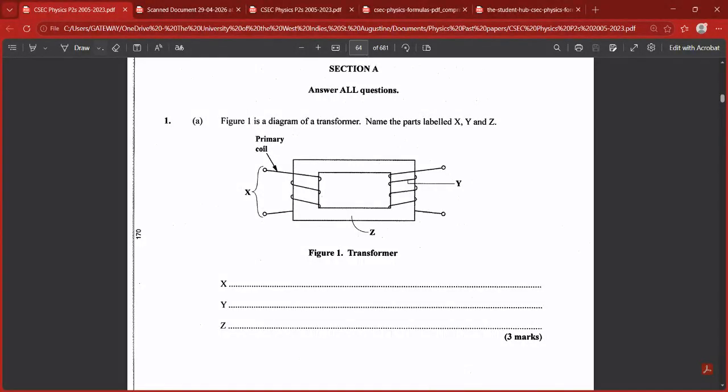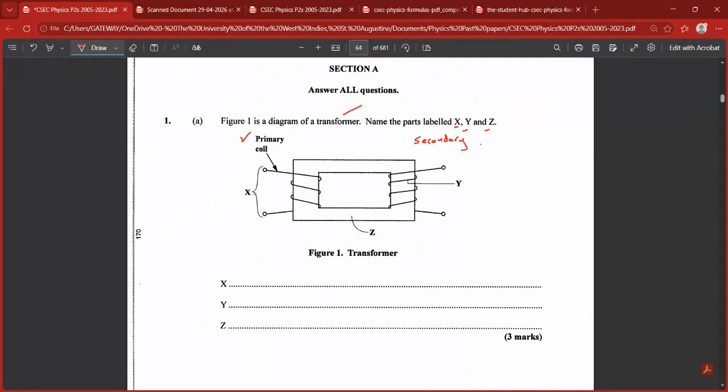Right, so we have question one here, and this is the 2017 module. Figure 1 is a diagram of a transformer. Name the parts labeled X, Y, and Z. So I will run through this one with you. Here we have the primary side, so this side would be the secondary side.